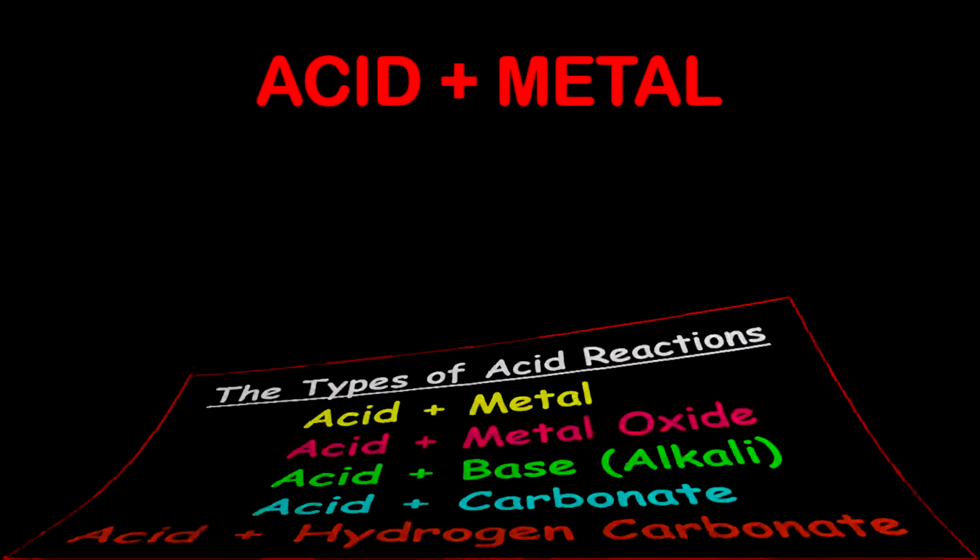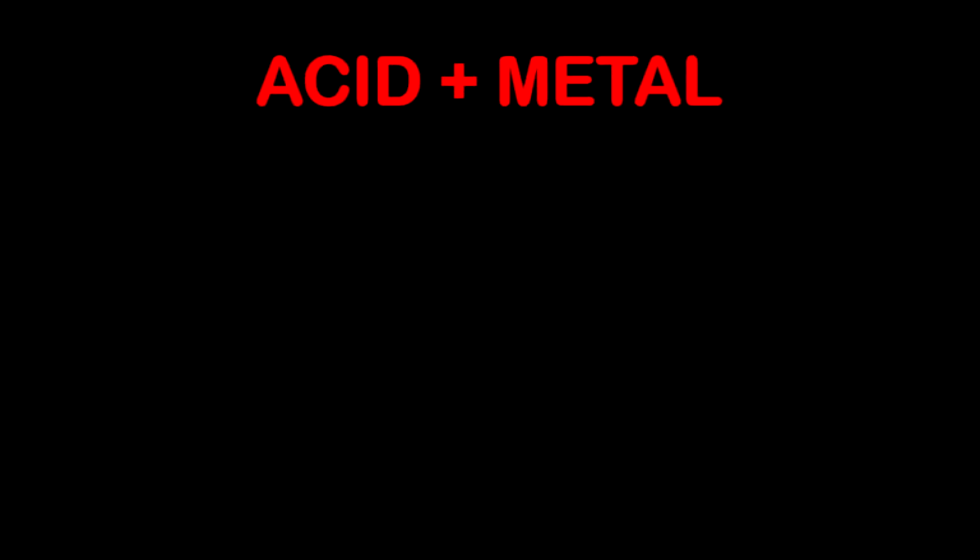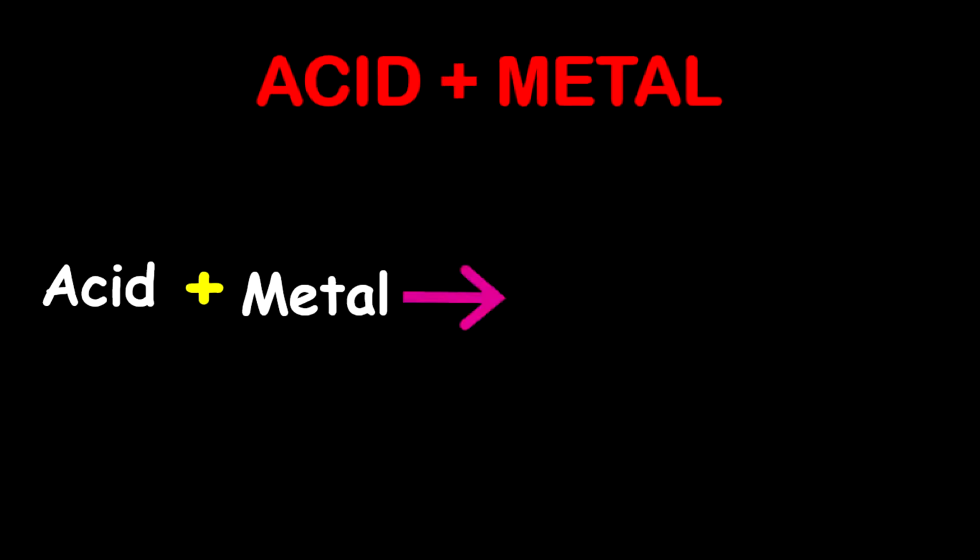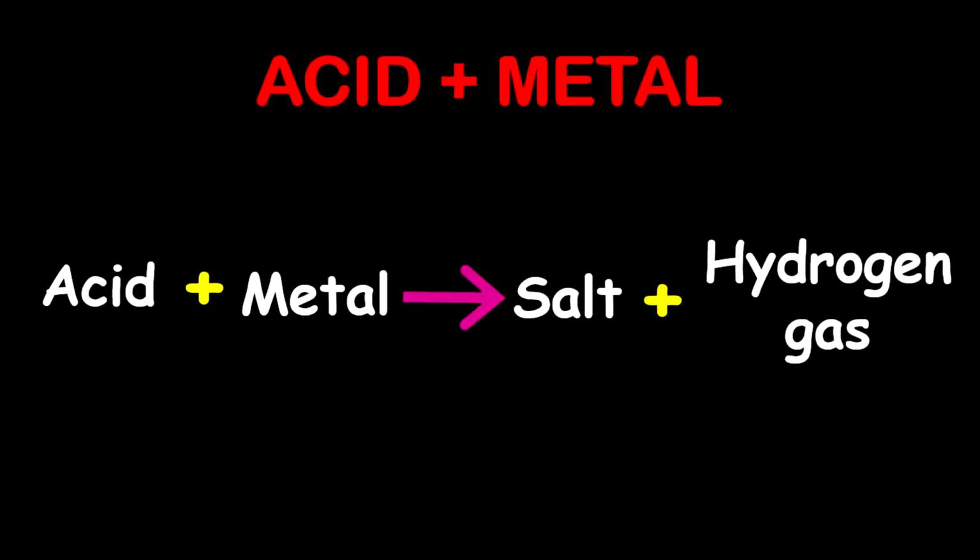Now let's look at our first reaction. This reaction is acid reacting with metal. When acids react with metal, the reaction produces salt and hydrogen gas. Now let's look at an example.